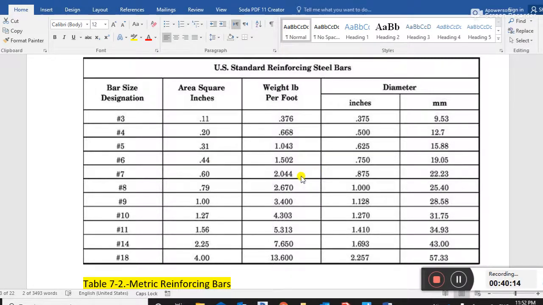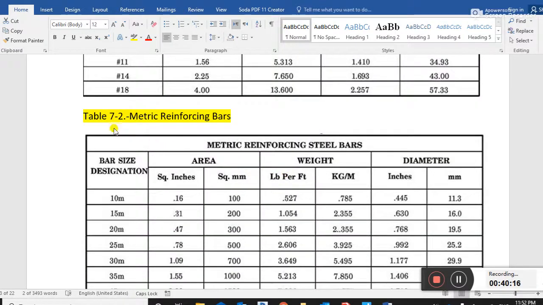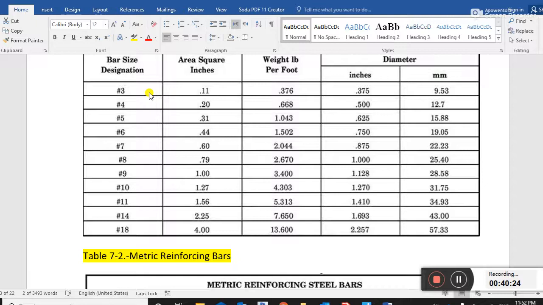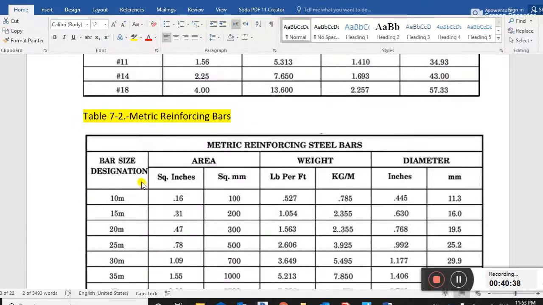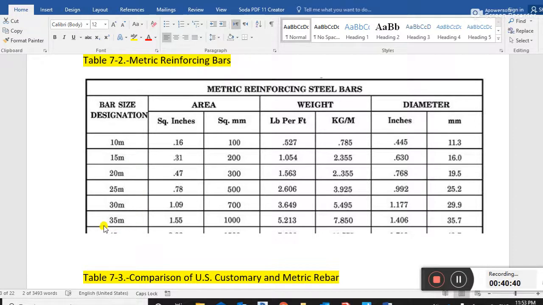This is an important table. Guys, these are metric reinforcement bars. For reinforcement rebars we have two types of units. One is inch-pound, and another is the metric unit. The metric unit is measured only in centimeter, millimeter, or meters. This is as per metric size. Metric reinforcement steel bars.